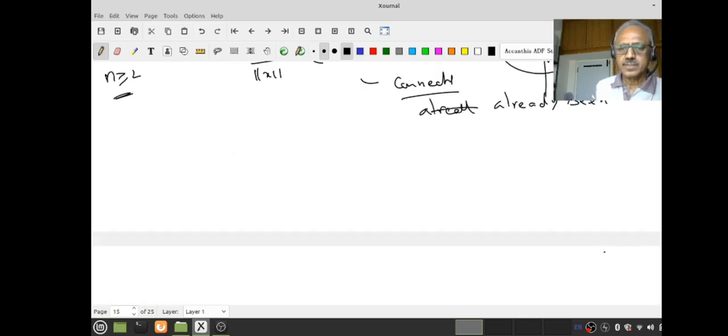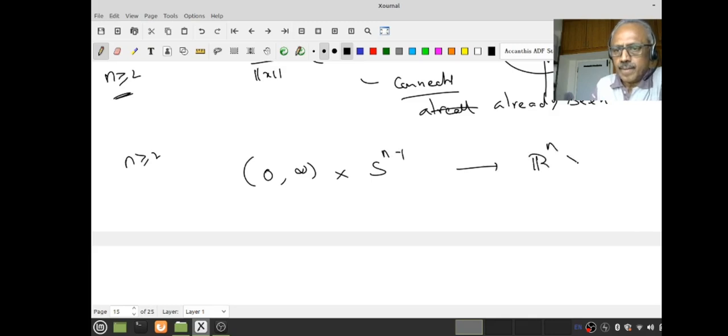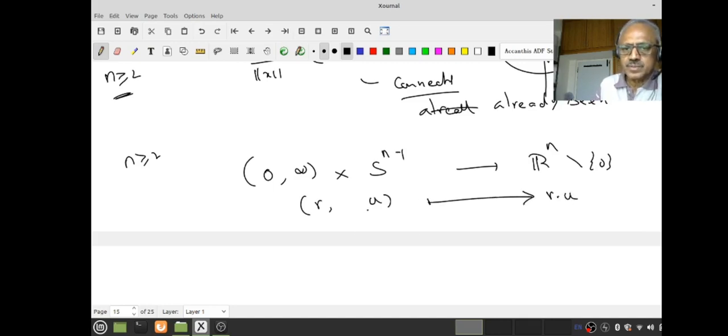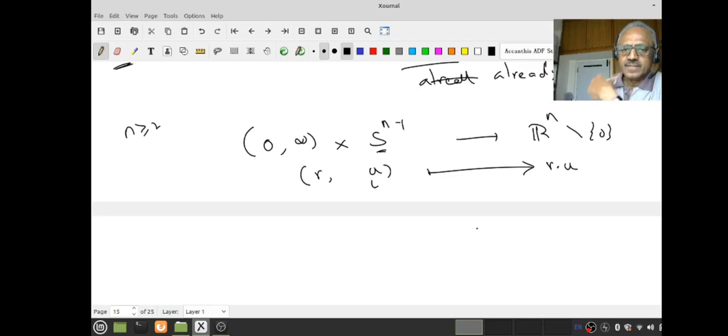Right? Therefore, do you see a map now? What is the map now? So (0, infinity) times Sn minus 1, remember, again n is greater than or equal to 2, going to Rn minus the singleton 0. The map is (r, u) goes to r times u. This is a unit vector here, right? Yeah, and this map is continuous.